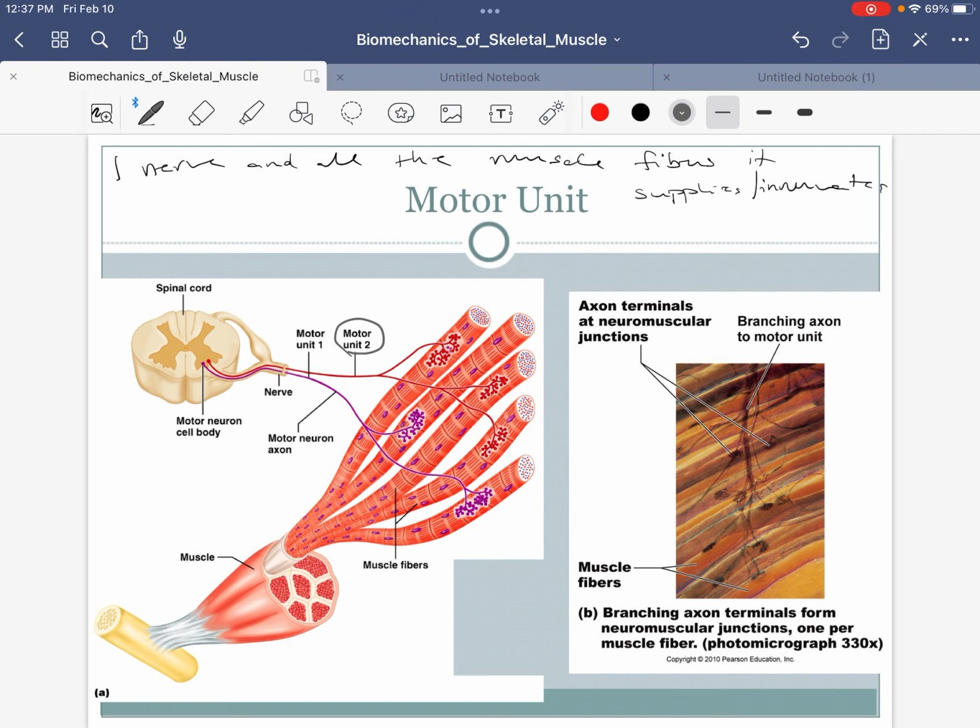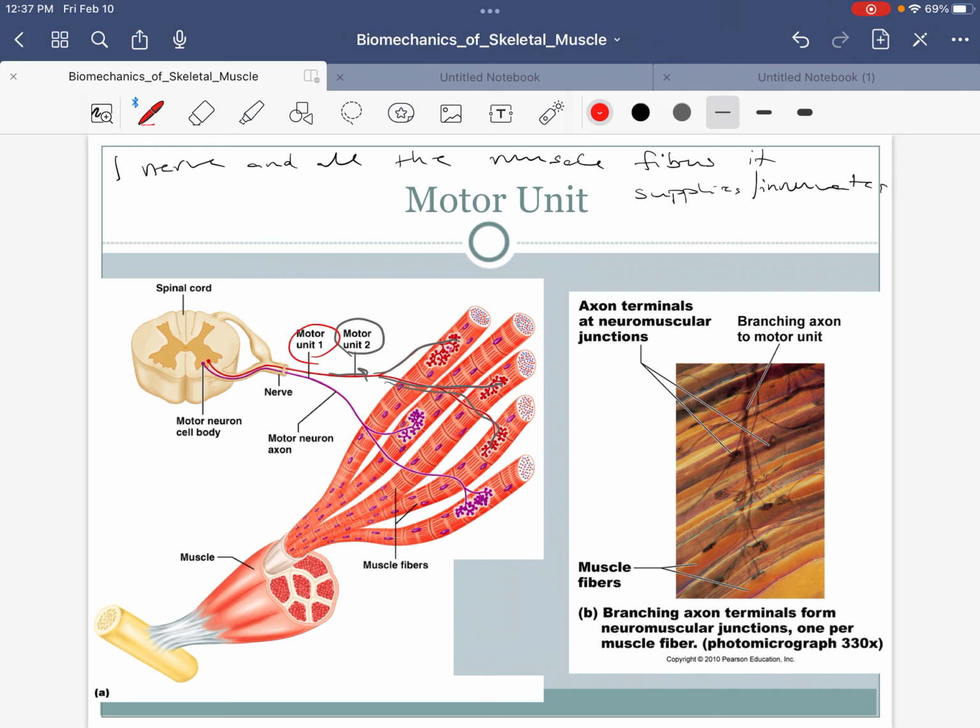Look, the red is motor unit number 2. We have a motor neuron. How many muscle fibers are supplied by that red motor unit? It goes here, that's 1. It goes to this muscle fiber, that's 2. And it goes over here, that's 3. So collectively, motor unit number 2 is the red nerve and the 3 muscle fibers it supplies.